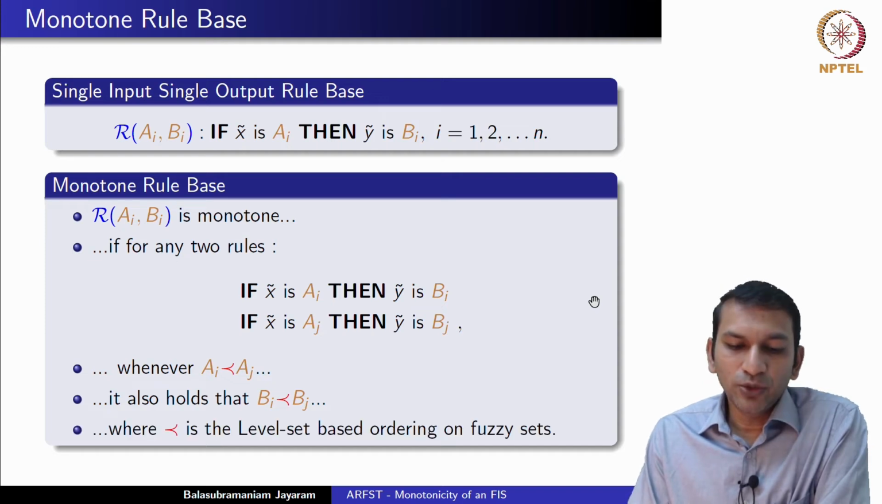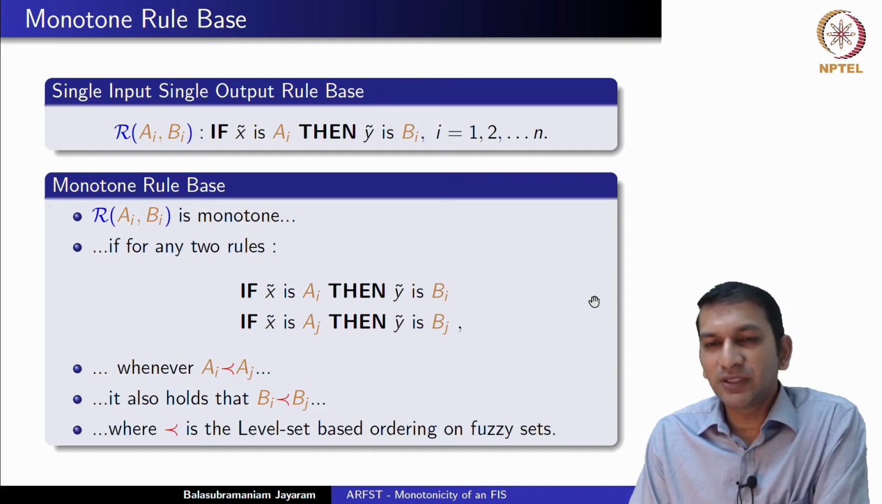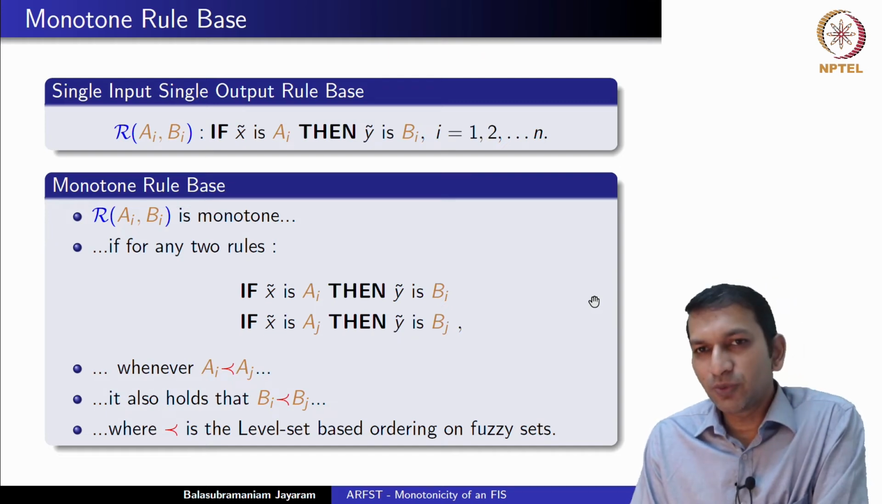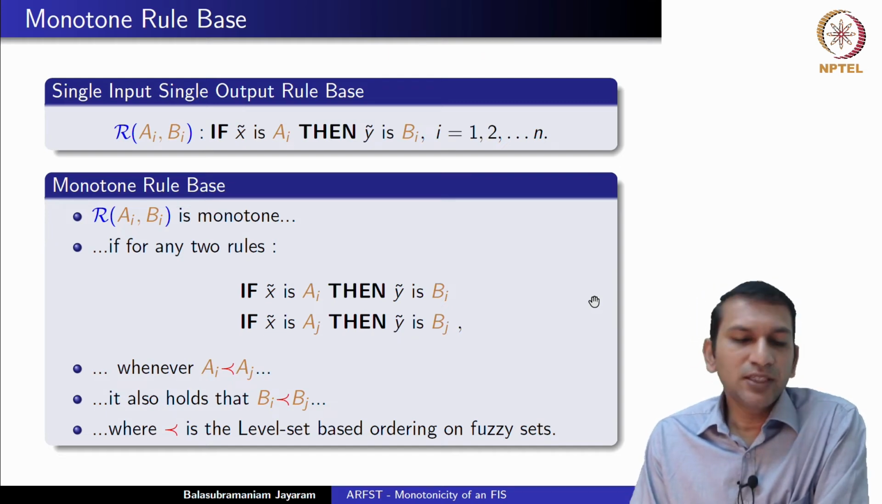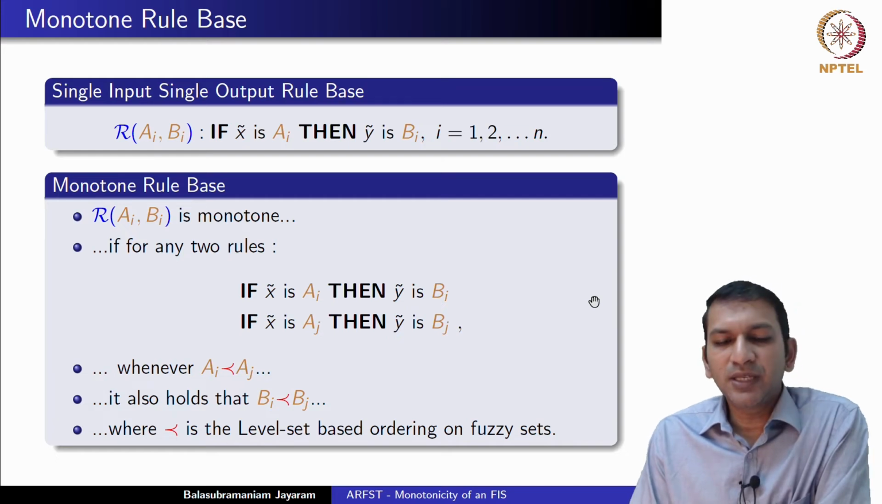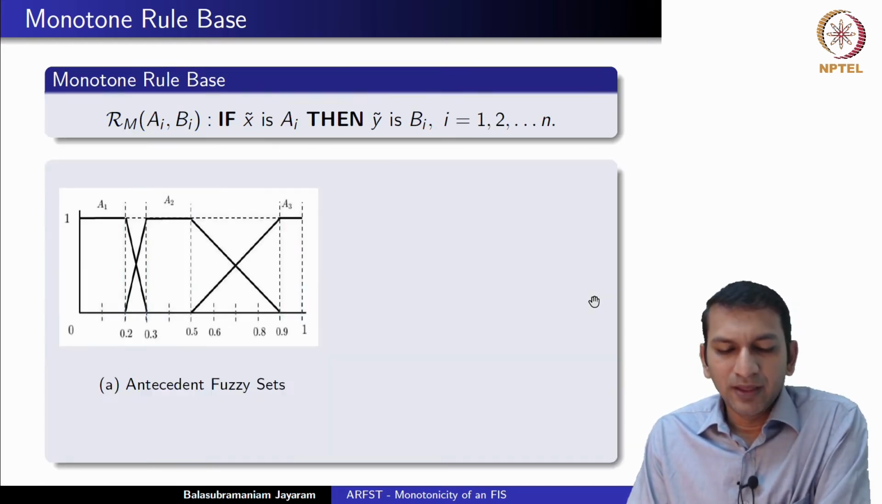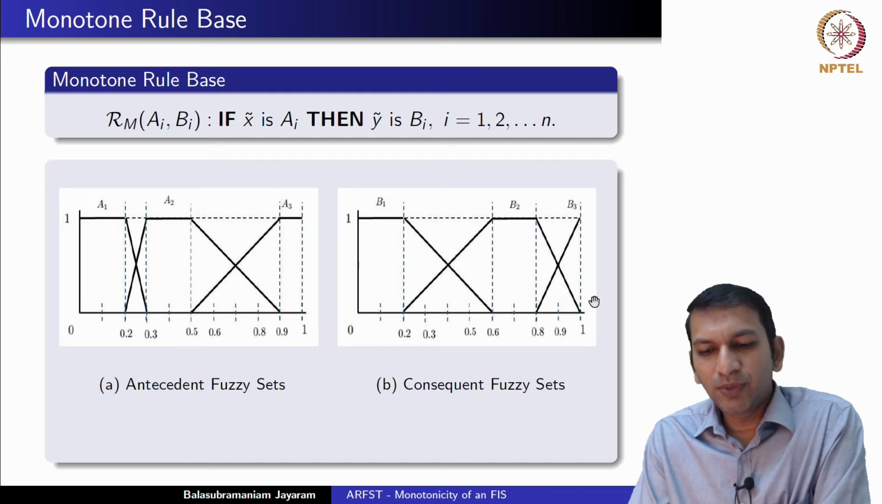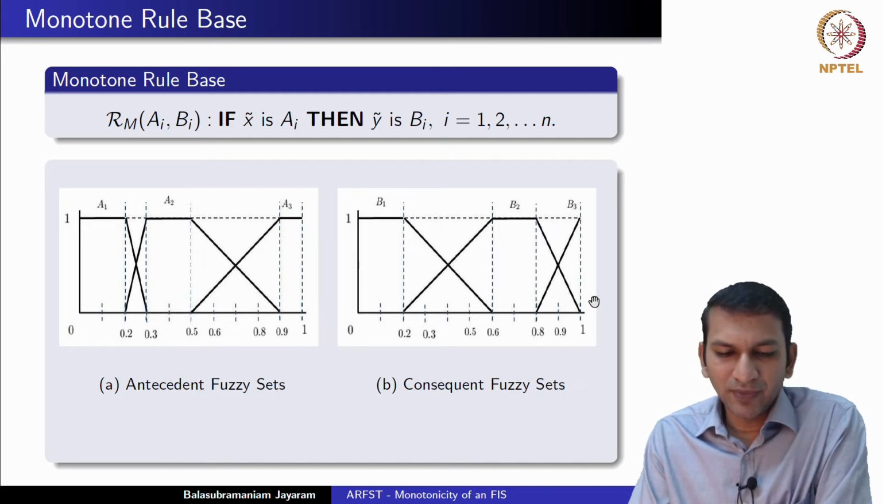And for this, we are using the level set based ordering on fuzzy sets. So essentially, there exists some kind of a monotone relationship between the antecedents and the consequents. This is when we say a given rule base is a monotone rule base. Let's look at a couple of examples. So let's take these three fuzzy sets, A1, A2, A3. Let's take them as the antecedent fuzzy sets, and let's take these B1, B2, B3 as the consequent fuzzy sets.